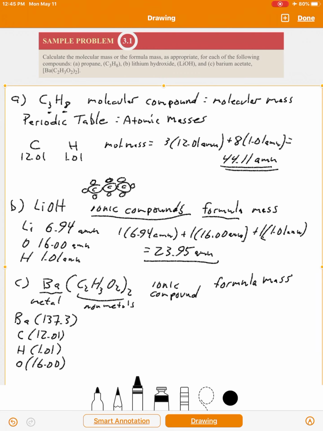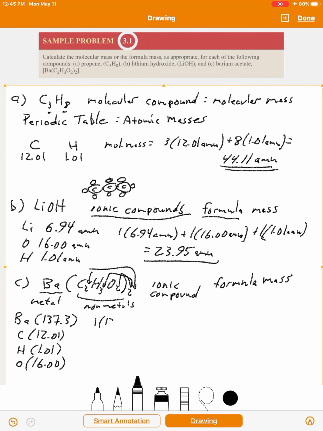Now, there's a couple different ways you could do this. You could figure out how much one acetate weighs, add those up, the carbon, hydrogen, oxygens, multiply that by 2, and then add that to the barium. Or you could use the subscript here times that subscript, this subscript here times this one, and then this one times this one to figure out each element. I'll do it the second way.